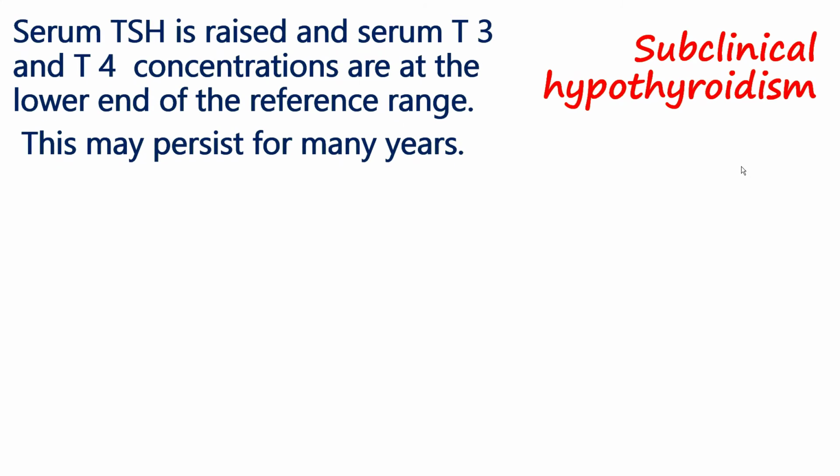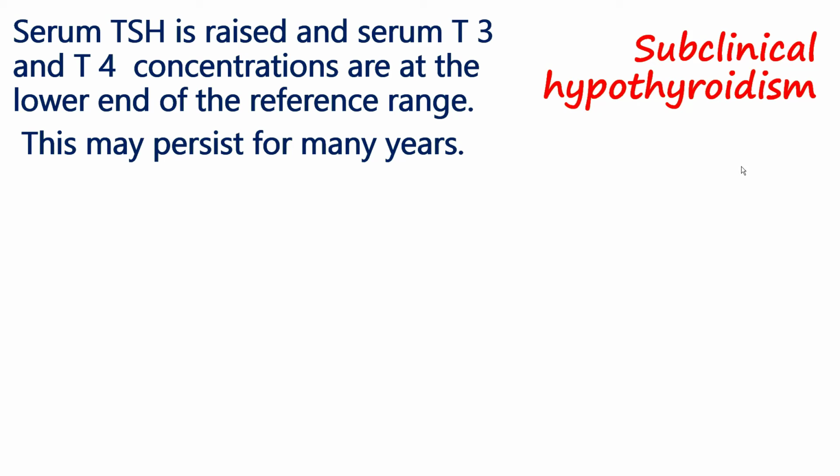The last thing to discuss today is about subclinical hypothyroidism. Subclinical in general means that there are no symptoms, but there is a lab abnormality. Here we'll find the TSH is raised and the T3 and the T4 are within the normal reference range, usually in the lower part, but still normal.